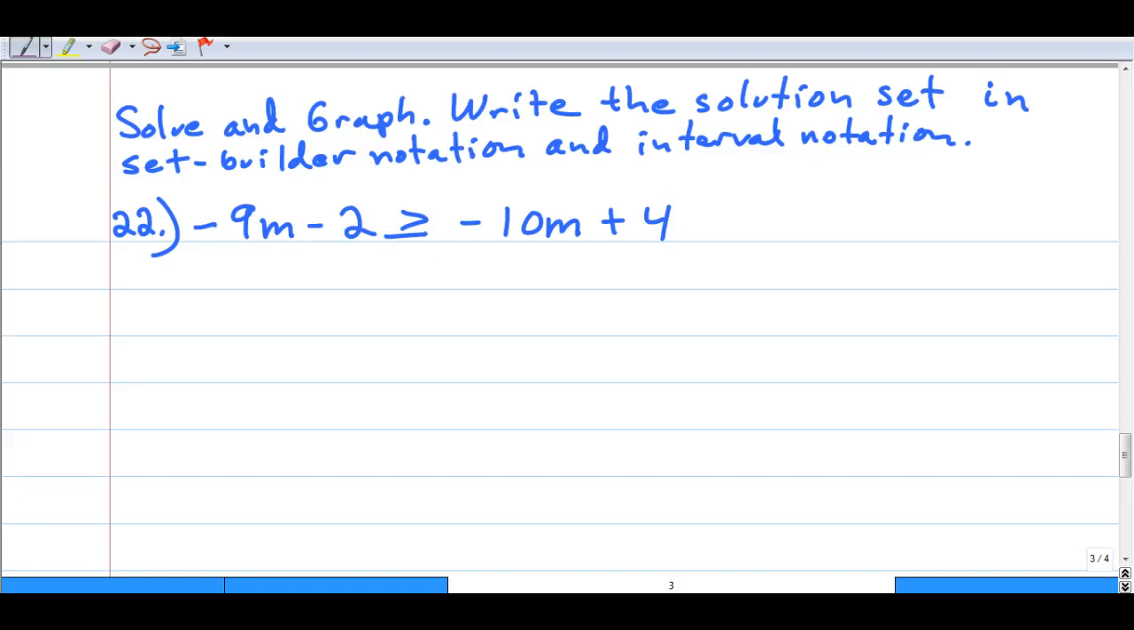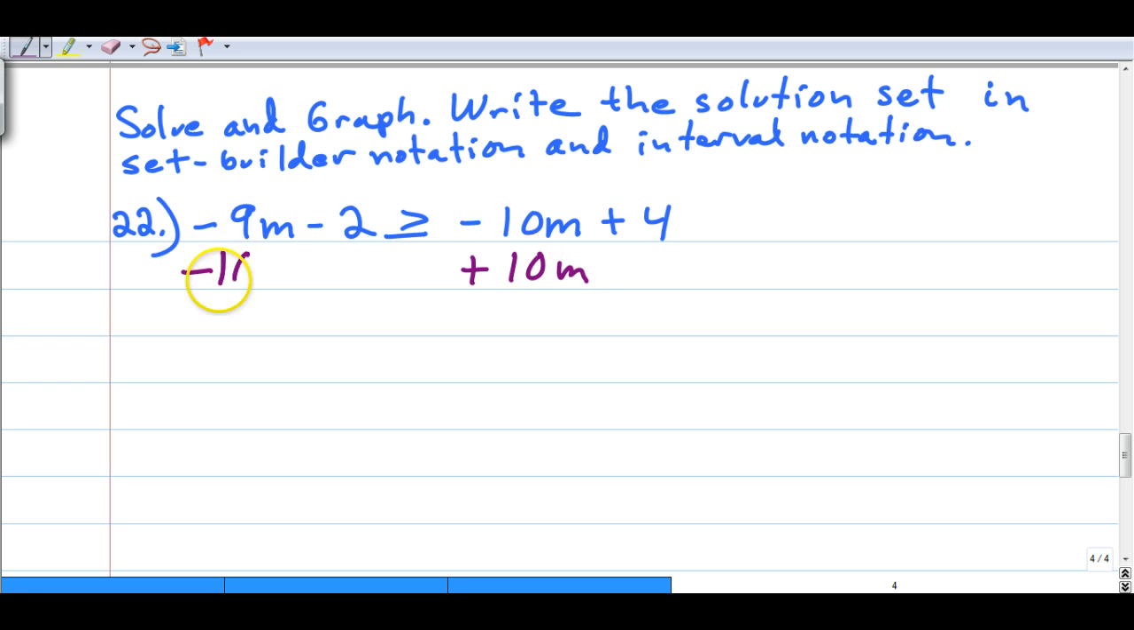In question number 22, the instructions read solve and graph. Write the equation set in a set builder notation and in an interval notation. So looking at this problem, before we can write it into a graph or write it into a set builder or interval notation, we need to solve. For the moment, treat the inequality symbol like it was an equal sign. So we'll start by getting this -10 to the other side. So I'm going to add a 10 to this side. Whatever I do to one side, I'll do the other.